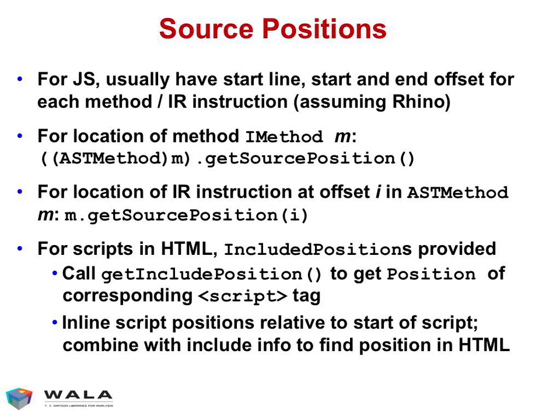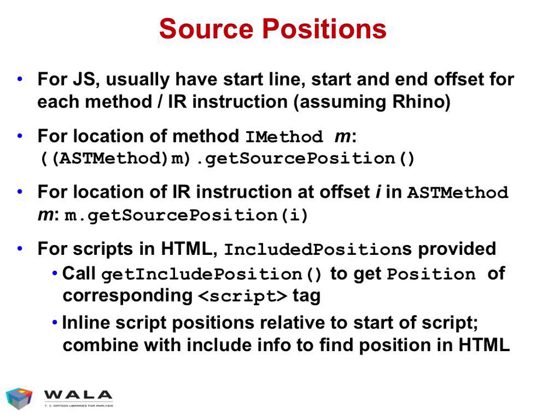So let me finally talk a bit about source positions, because this is quite important for reporting analysis results and showing them to people. For JavaScript code, assuming that you're using Rhino as your JavaScript parser, usually we're able to provide the starting line and also the start and end offset in the file for each method and also for each instruction in our IR. So this is pretty detailed information.